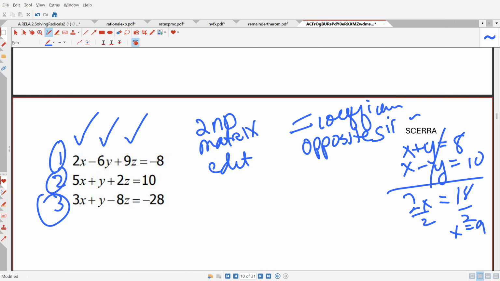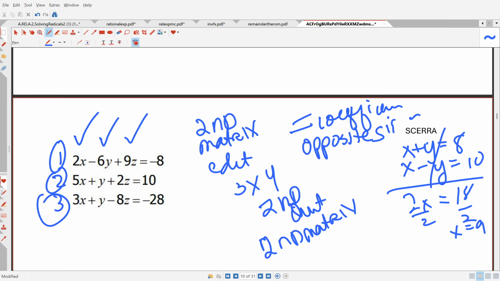So you're going to do 2, and you hit enter, and it goes in a row. It's a 3 by 4, always 3 rows by 4 columns. So you're going to do 2, negative 6, 9, negative 8. Should I just put 1? Yes, when there's nothing there, you put a 1. And then 3, 1, negative 8, negative 28. And you double check your work, because if you screw it up, then you have to hit second mode to quit and do second matrix again.